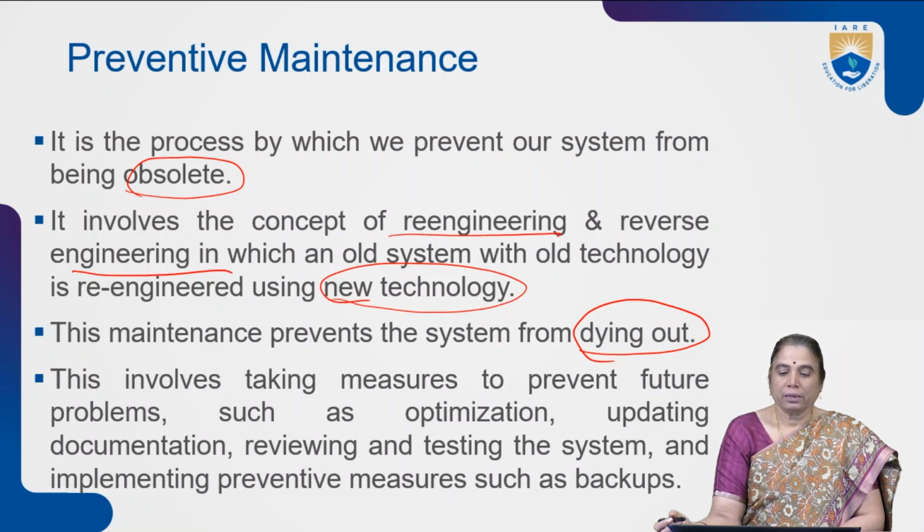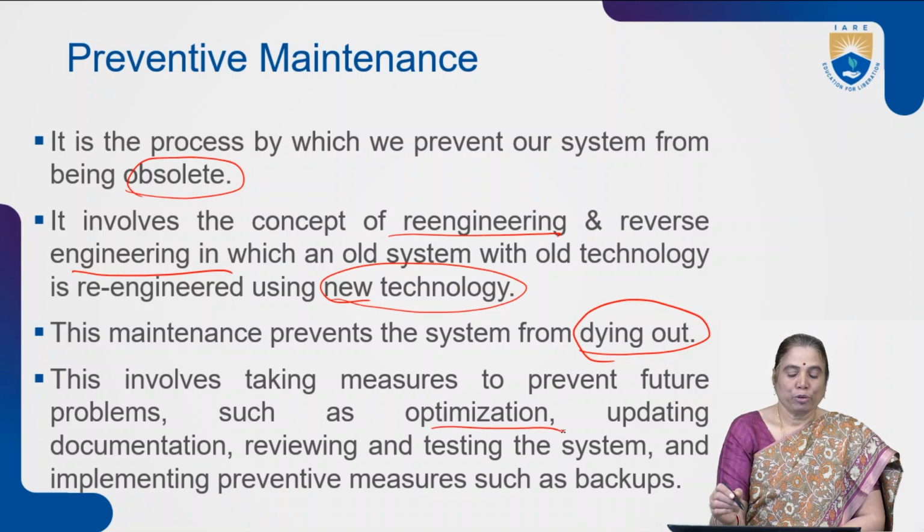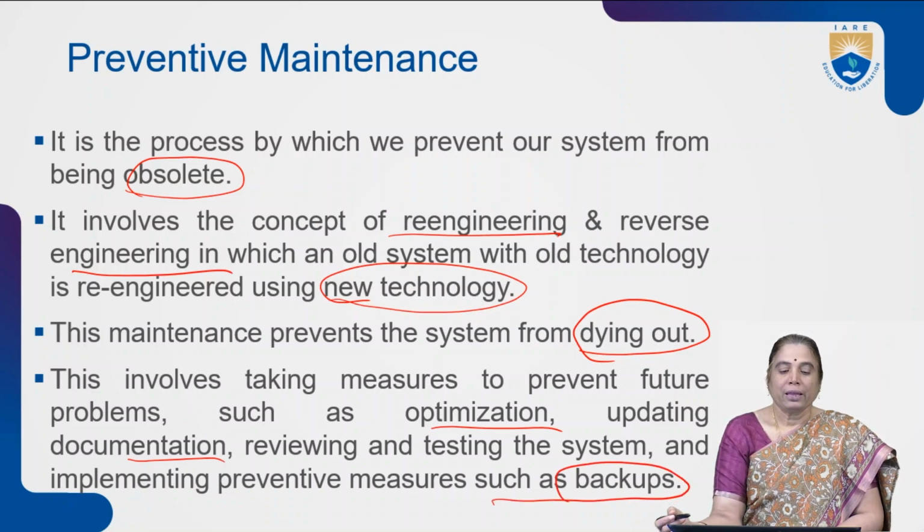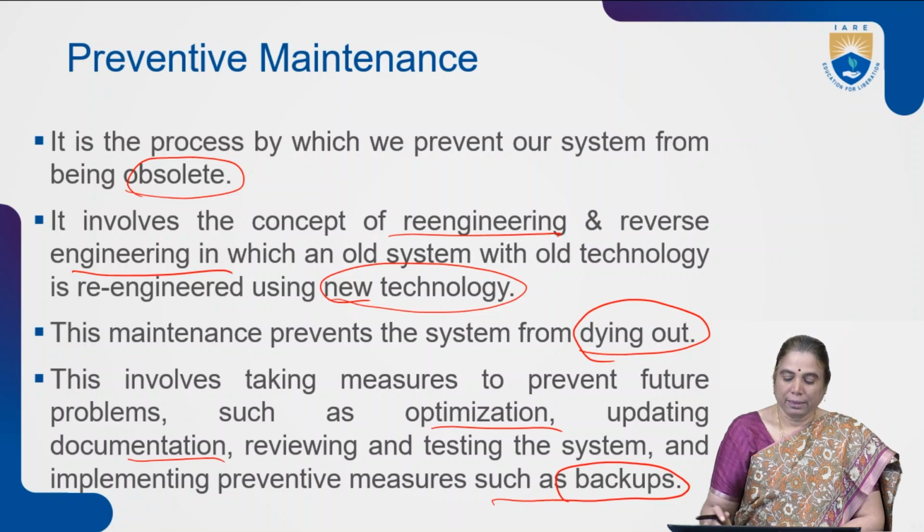This involves taking measures to prevent future problems such as optimization, updating documentation, reviewing and testing the system, and implementing preventive measures such as backups. So these are the major issues in the case of preventive maintenance.